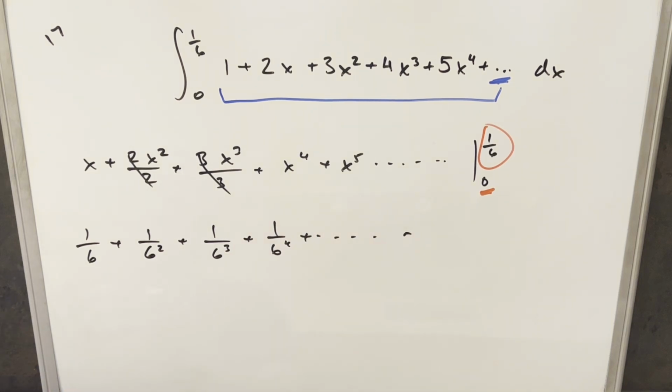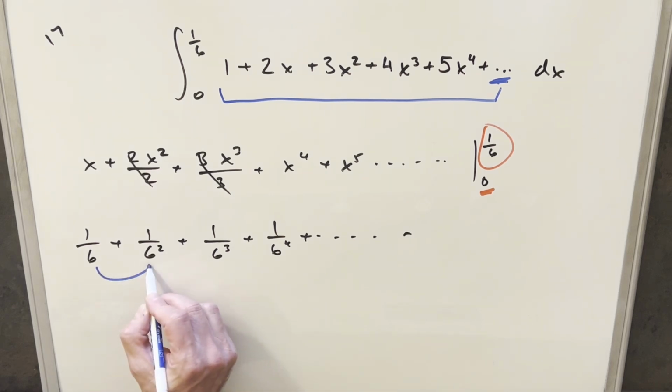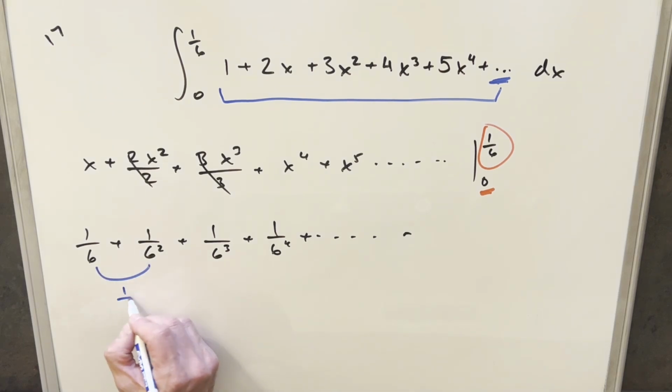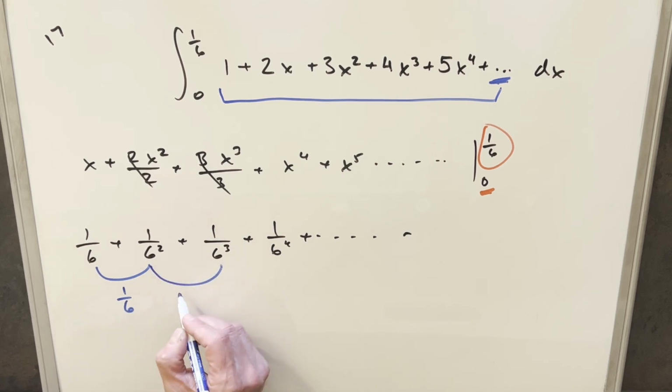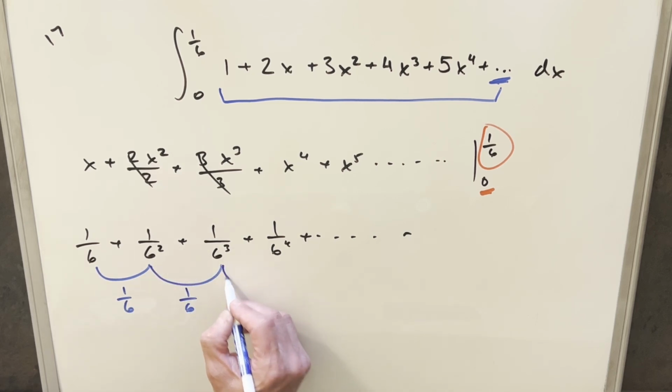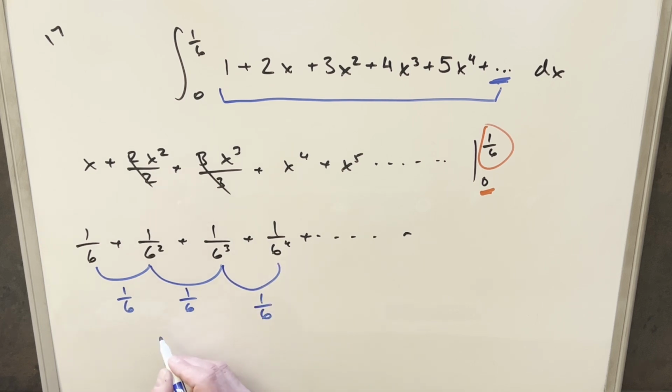But the nice thing about this is it's actually just a geometric series. We have a common ratio between each of the terms. We just need to figure out what that is. So if I multiply from the first term to the second term by 1/6, we get 1 over 6 squared. If I do it again, multiplying by 1/6, we get 1 over 6 cubed. And so this is going to be our common ratio. We can call this our r value.